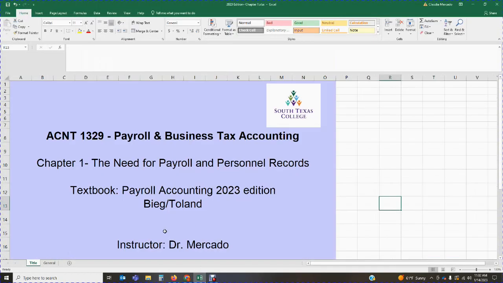So that is basically it for my chapter 1 lecture dealing with the need for payroll and personnel records. And this is the 2023 edition.